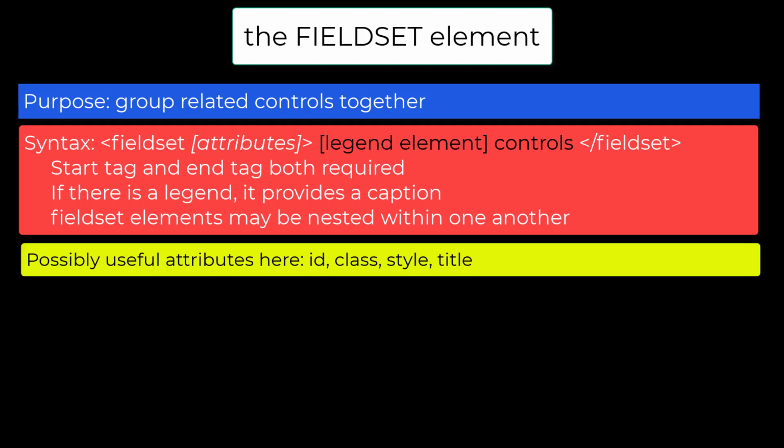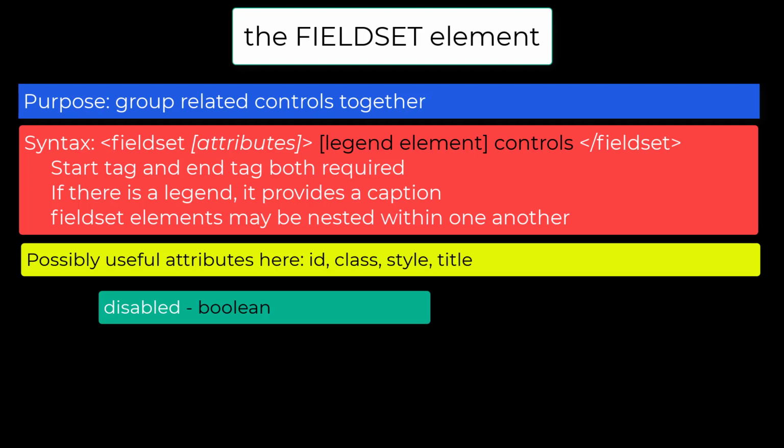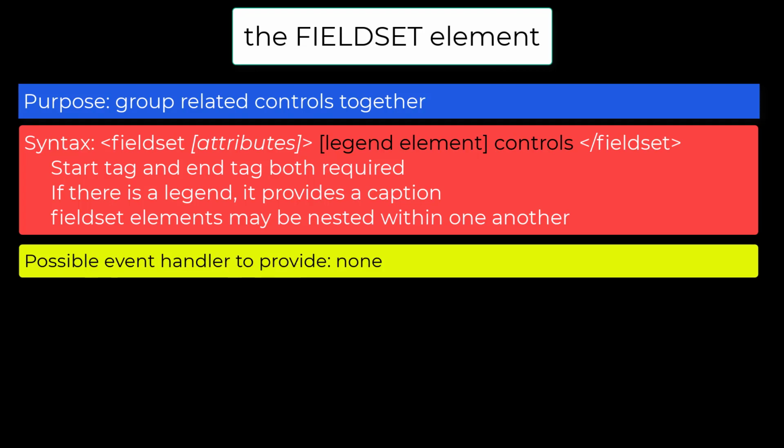Useful attributes for FIELDSET: ID, class, style, and title, as in previous elements. Possibly disabled. This is Boolean, and if it's true, all controls internal to the FIELDSET are disabled. Possible event handler: usually none. Event handling is generally done at the control level or the form level.